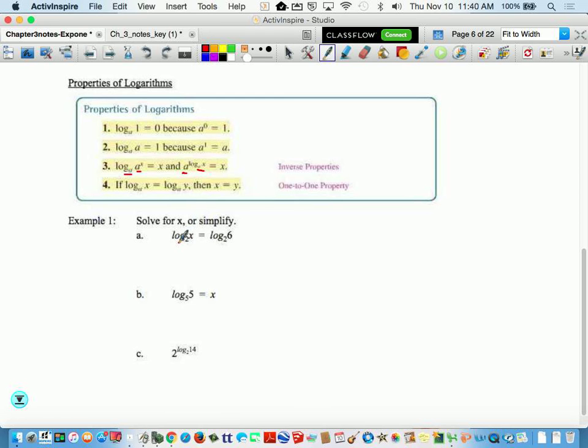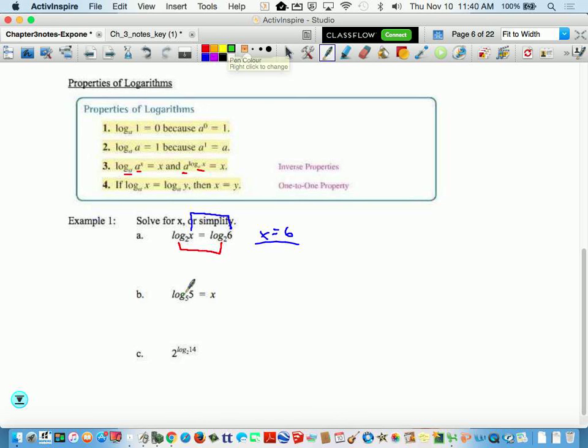So notice that these are both logarithm base 2s. So what can you tell me about the x and the 6? They have to be equal. That's exactly the one-to-one property. So at times we'll get it all down to one logarithm on each side, and then you can use the one-to-one property. So even if you don't memorize the properties, just by rewriting it, you'll probably see the answer.